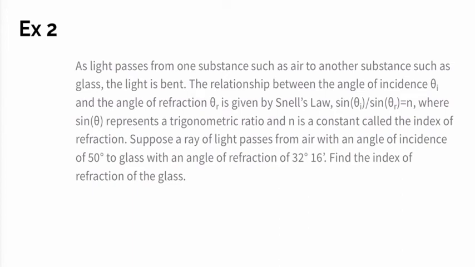As light passes from one substance, such as air, to another substance, such as glass, the light is bent. The relationship between the angle of incidence theta I and the angle of refraction theta R is given by Snell's law, which says that sine theta I over sine theta R is equal to n, where sine theta represents the trigonometric ratio and n is a constant called the index of refraction.